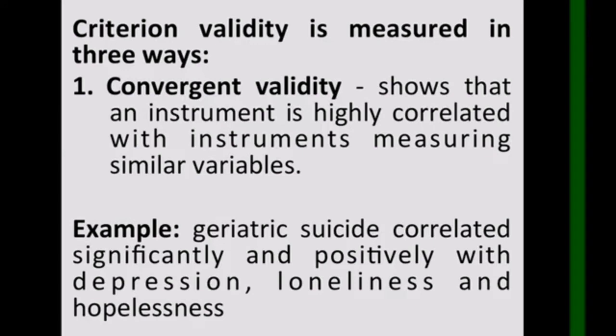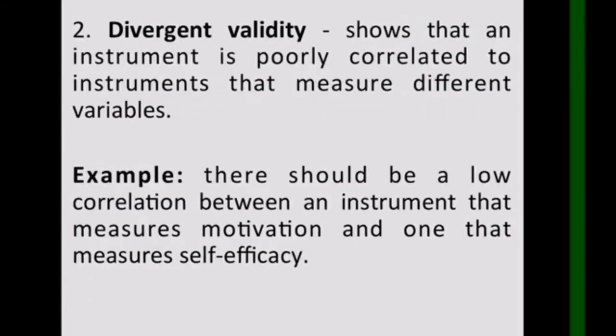Example, geriatric seaside correlated significantly and positively with depression, loneliness, and hopelessness. So, convergent validity ang tawag doon. Yung meron silang strong relationship doon sa kung bakit nagpapakamatay ang isang tao because of depression, loneliness, and hopelessness. So, highly correlated sila, okay, with the instrument measuring similar variables.